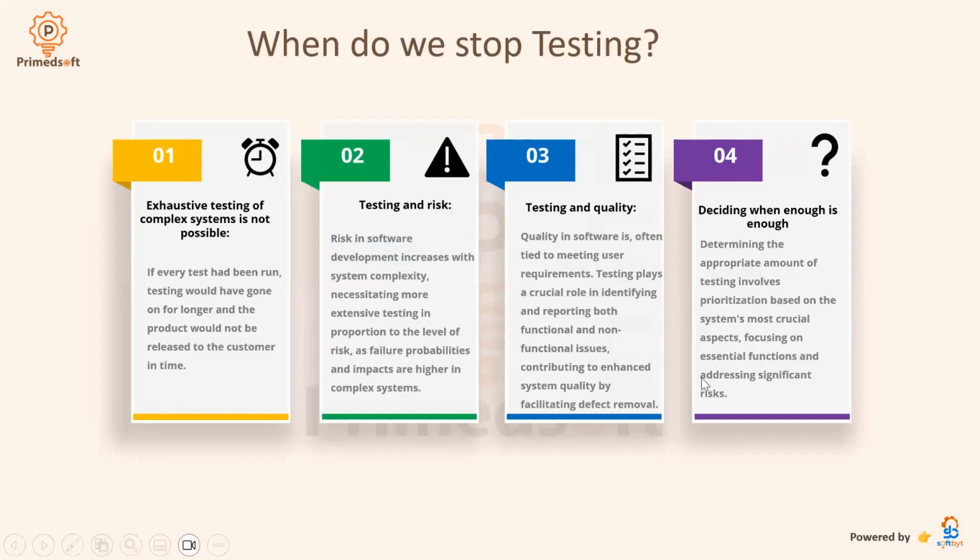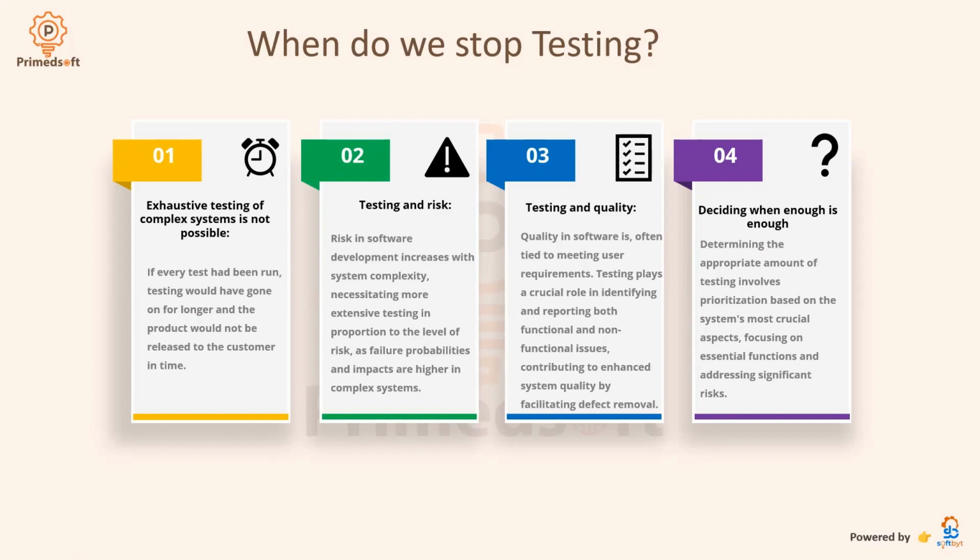Very important question. You are testing, right? And when do you stop testing? Because it's important. You know when to stop testing, right? So if you look at my slide, it says exhaustive testing of complex system is not possible. So if exhaustive testing of complex system is not possible, what do you do? Do you keep testing and testing and testing and testing?